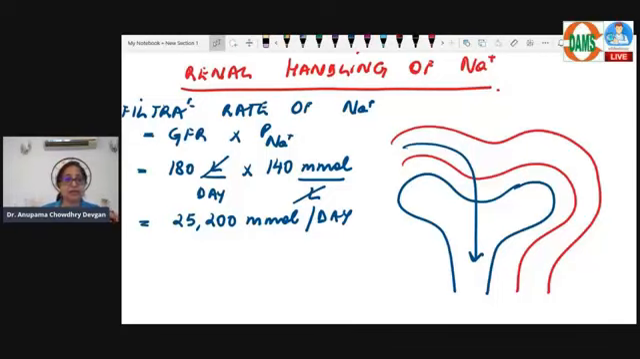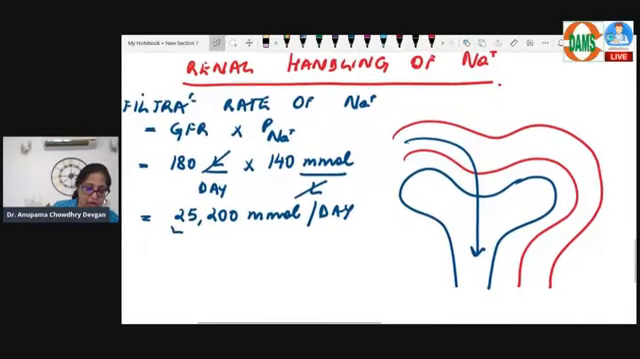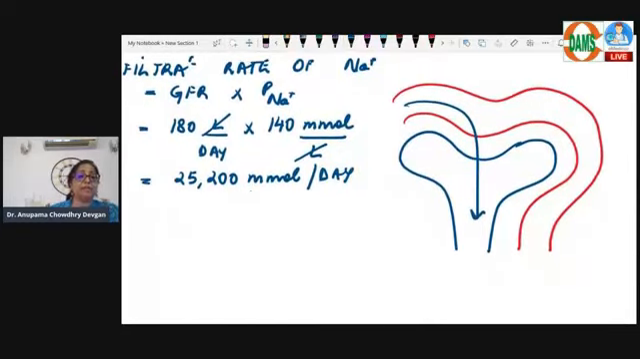If there is no reabsorption of sodium, losing this much sodium would have meant that very rapidly all of us would have gone into hypovolemia and collapsed, isn't it? Because sodium is my most osmotically active particle in the ECF. It is helping to maintain the blood volume. Have you understood? So I cannot afford to lose this much sodium every day.